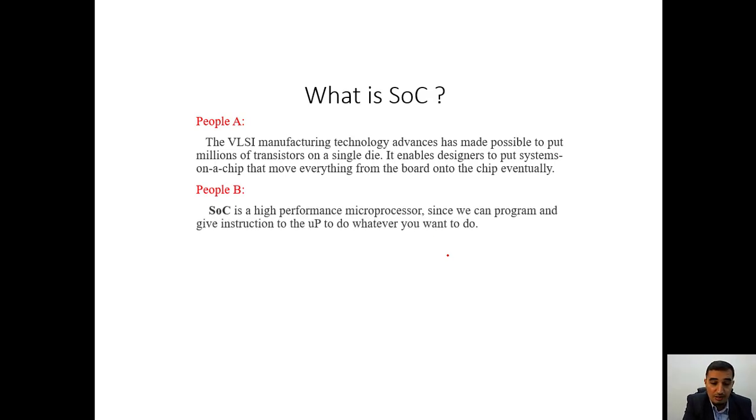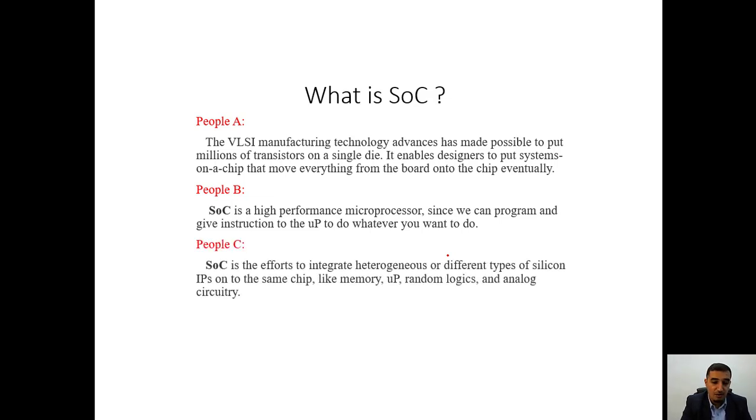Other people will call it a high-performance microprocessor, since we can program and give instructions to a microprocessor to do whatever we want. A system on chip is a high-performance microprocessor. And other people will call it the effort of integrating heterogeneous, or different types of, silicon IPs. IP stands for intellectual properties, which we are going to talk about a lot during our discussion on system on chip.